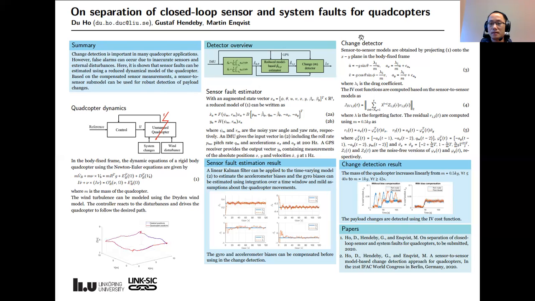And there are two papers. The framework of the whole work is already published in paper number 2 in the IFAC World Congress 2020, and the new results will be published in paper number 1.